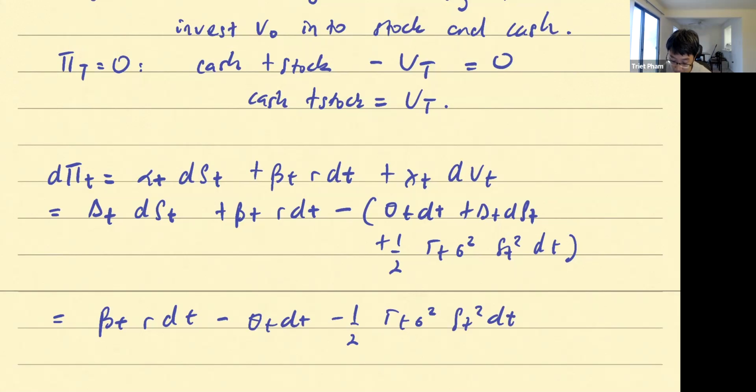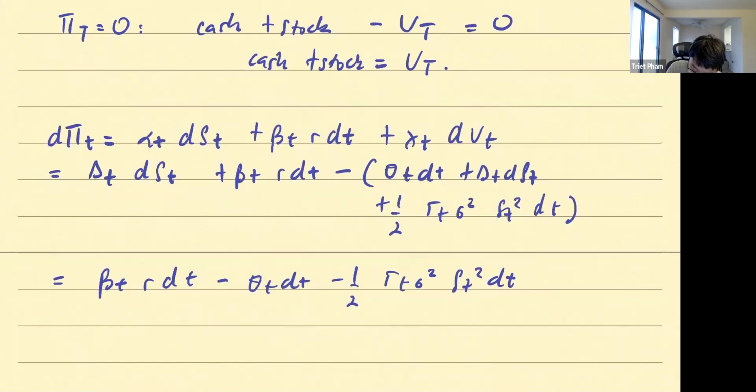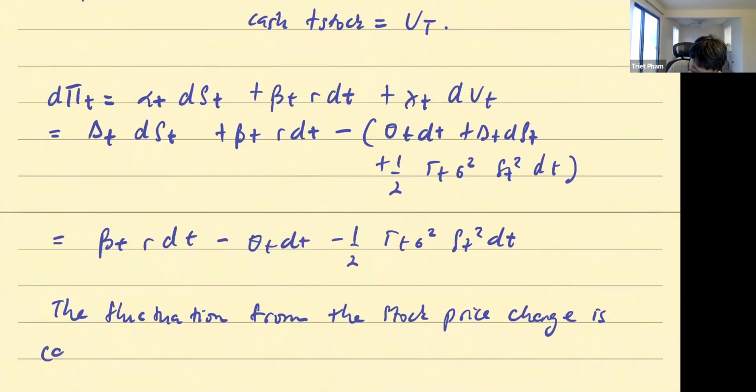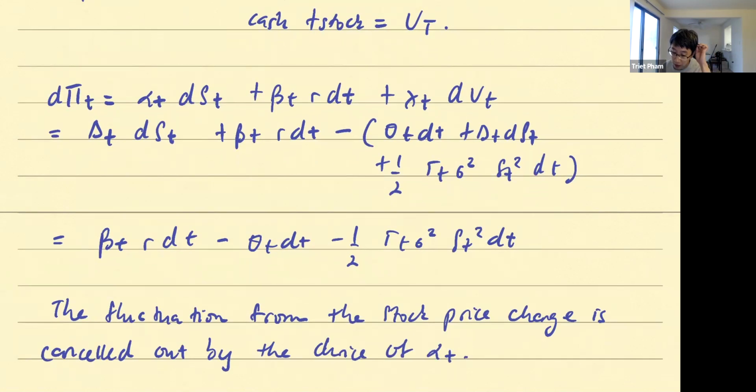And so the last question is, so one observation is that the change in the portfolio, the fluctuation from the stock price change, is canceled out by the choice of alpha. Is that okay?